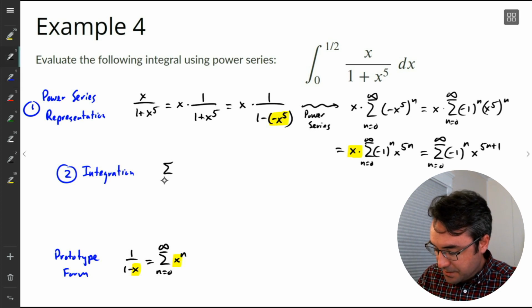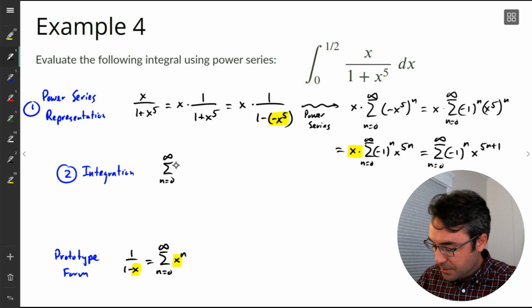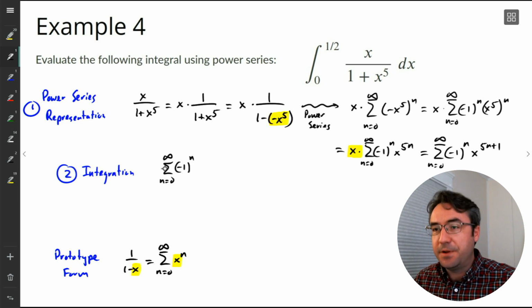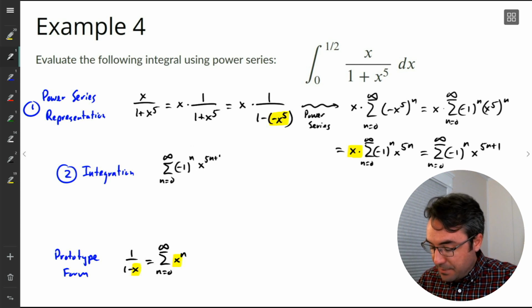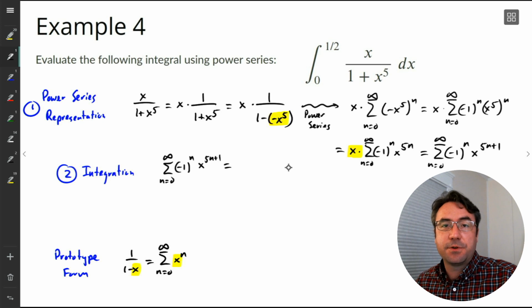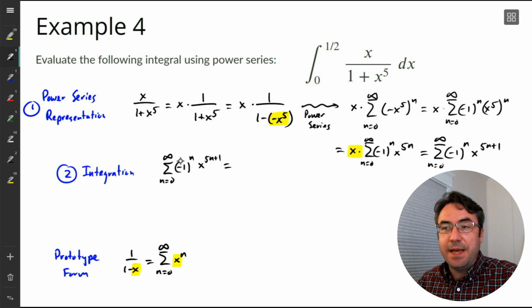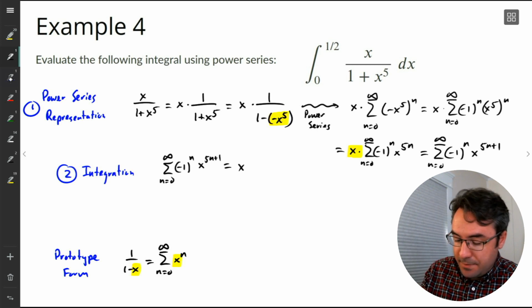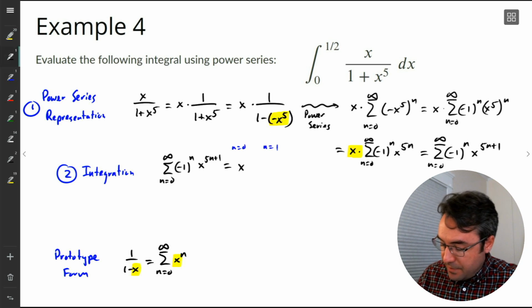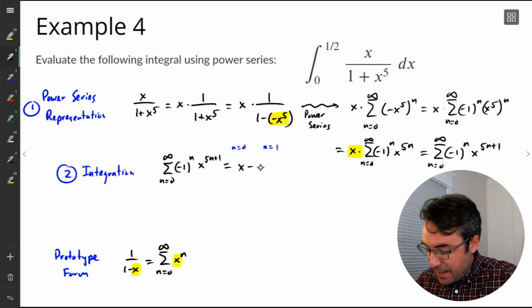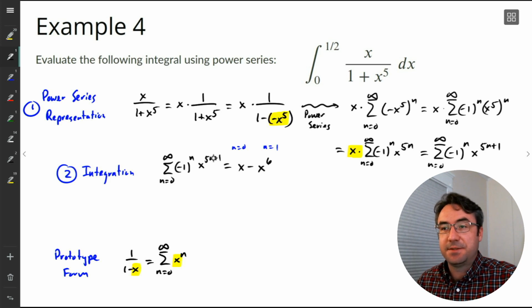So let's write our series, we'll write it out. So it's the sum from n equals 0 to infinity of negative 1 raised to the power n times x raised to the 5n plus 1. But let's also write out the first few terms. So when n is 0, we're going to have x, positive x. Then when n is 1, we're going to have negative x to the power 6. So n equals 1, we're going to have 5 plus 1 here.